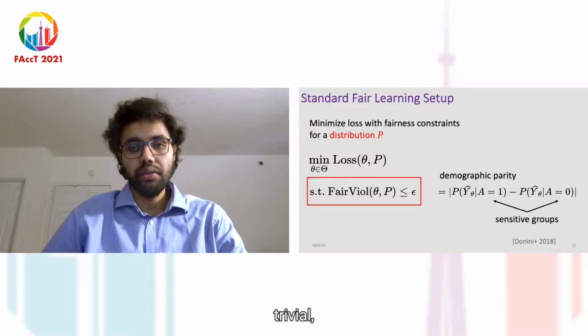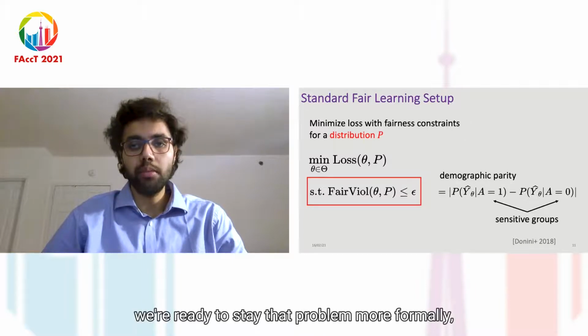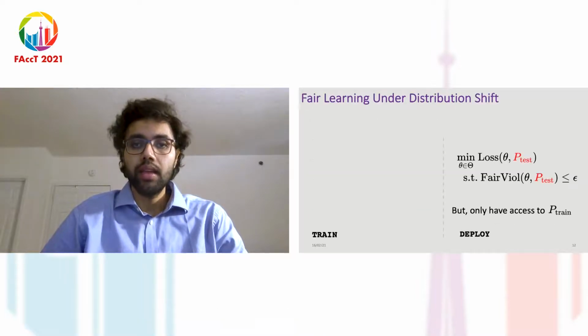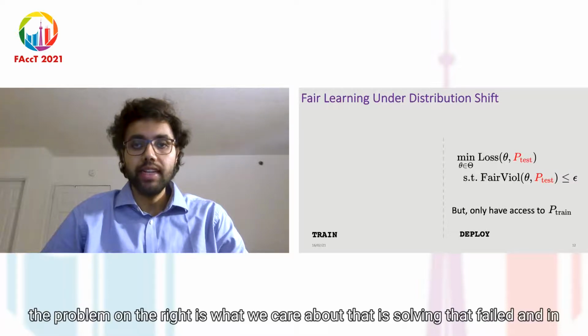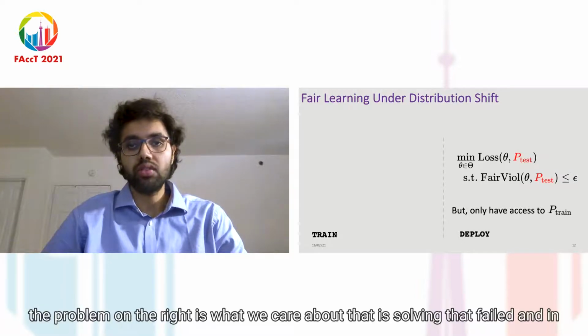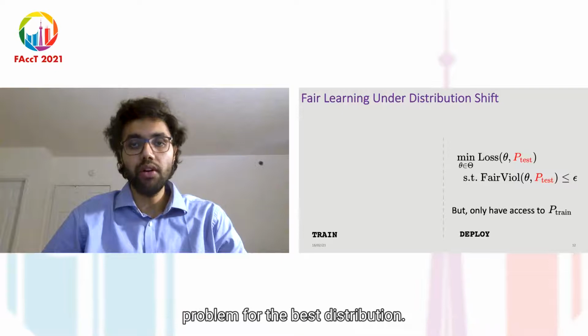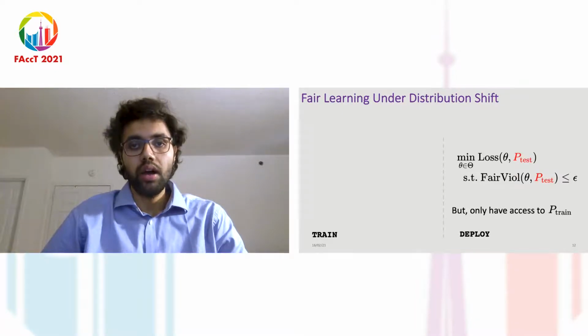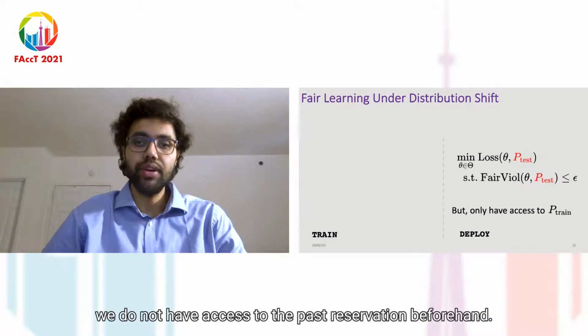Now, with this quick review, we are ready to state our problem more formally. The problem on the right is what we care about, that is, solving the fair learning problem for the test distribution. However, as stated earlier, we do not have access to the test distribution beforehand.